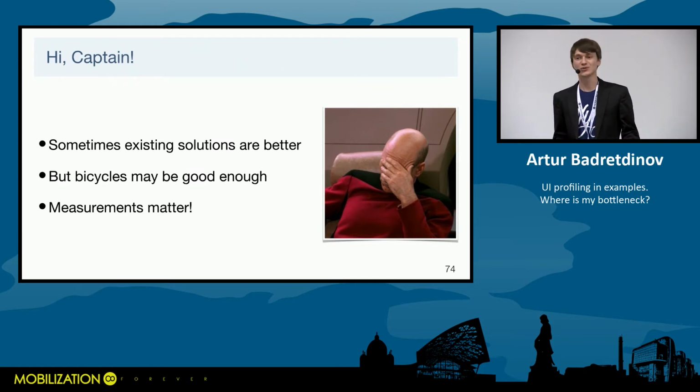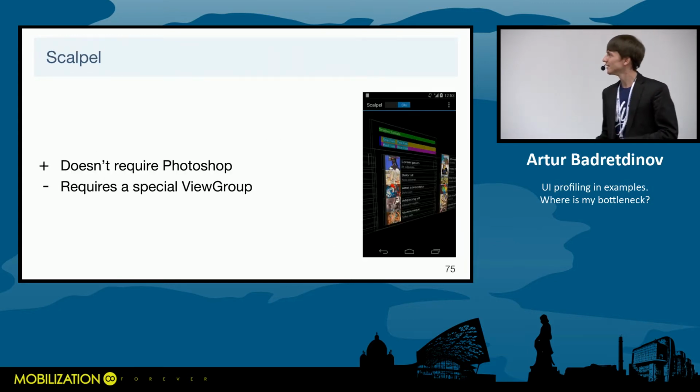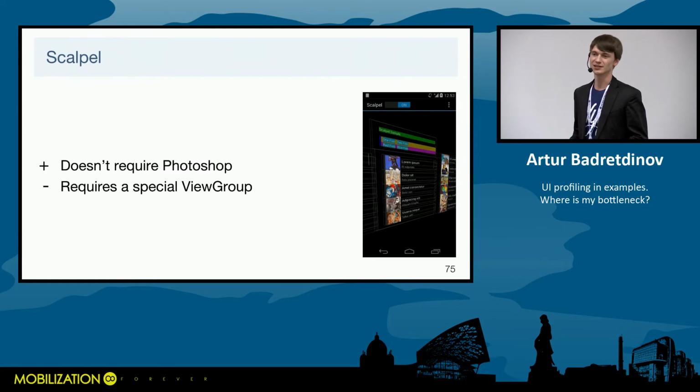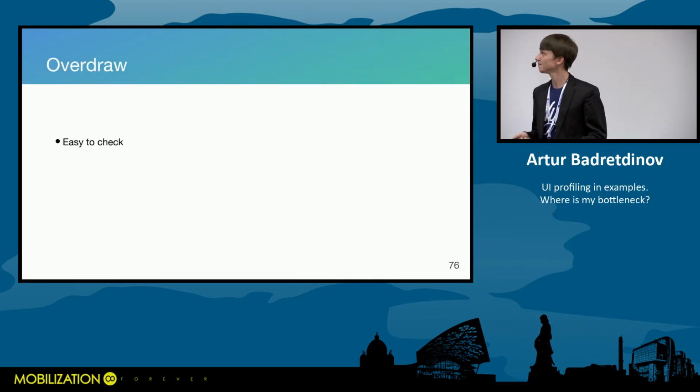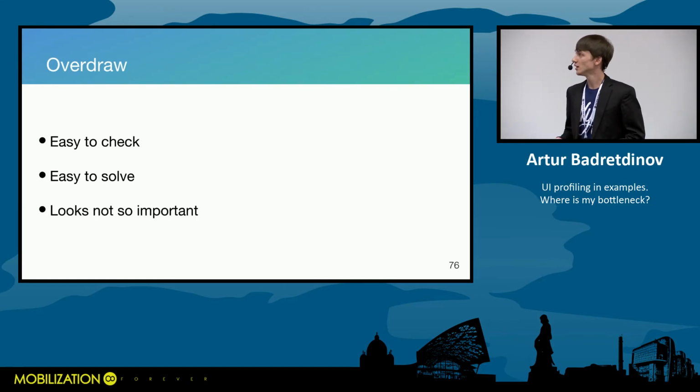Sometimes ready solutions will be better. Sometimes they may be worse. And again, maybe it's Captain Obvious, but guys and girls and women, please measure, and measurements matter. If you want to play with it a little bit, you can use Scalpel from Jake Wharton. So instead of using Photoshop, you will see approximately whether you have some overdraw or you don't. And so to conclude, overdraw is easy to check. It's easy to solve. But for us, it looked like it's not so important.